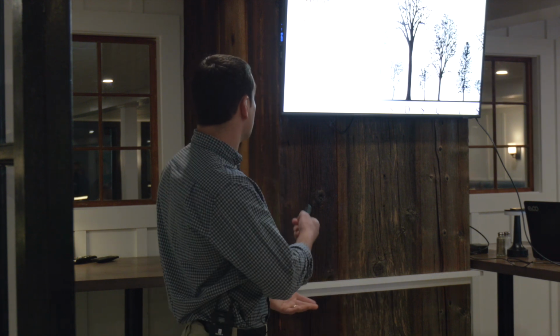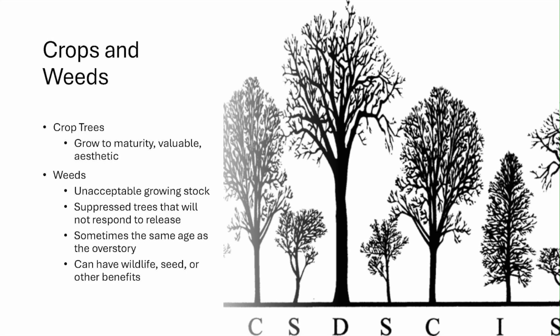So now, to go back to our garden analogy, we have the crops and the weeds, where our crop trees are what you typically want to grow to maturity. They're often what drive the value of any harvest that you choose to do. And I think that they're very aesthetically pleasing, and you want those tall, straight trees.